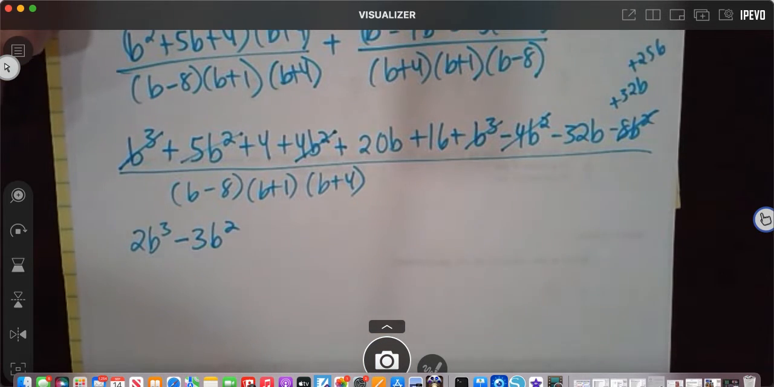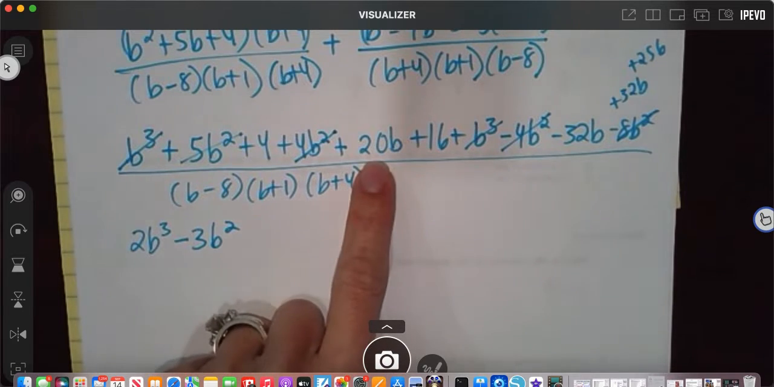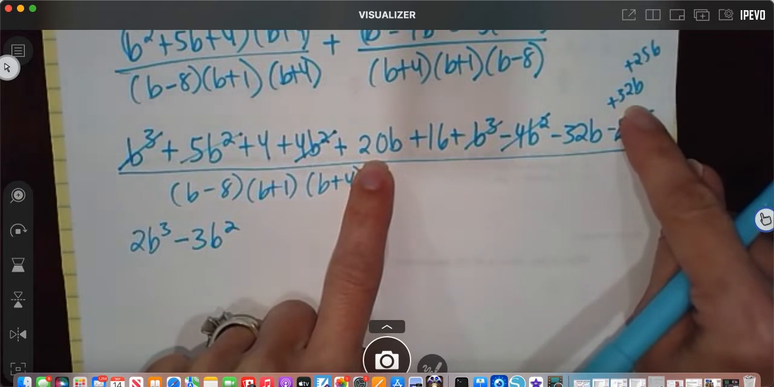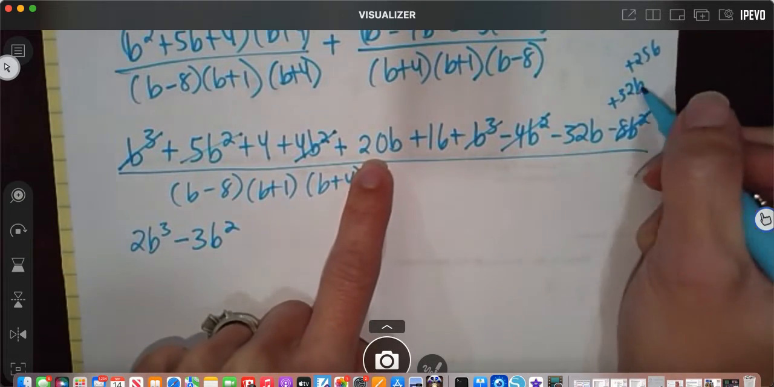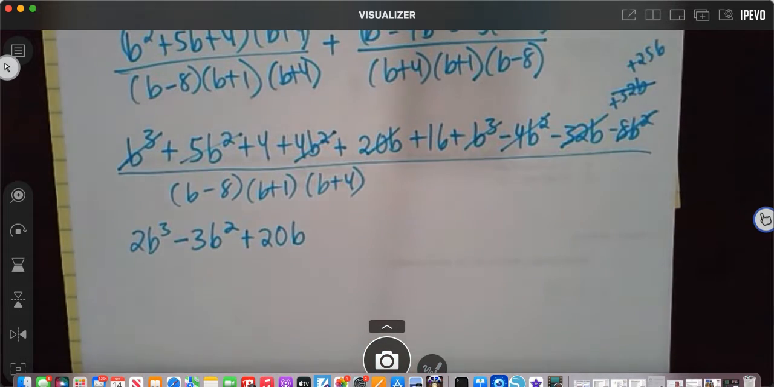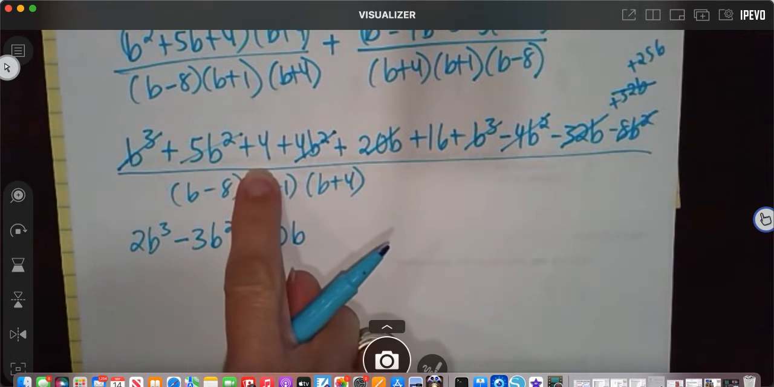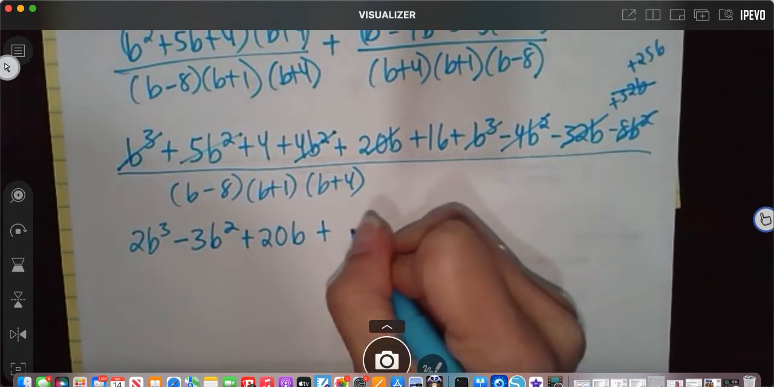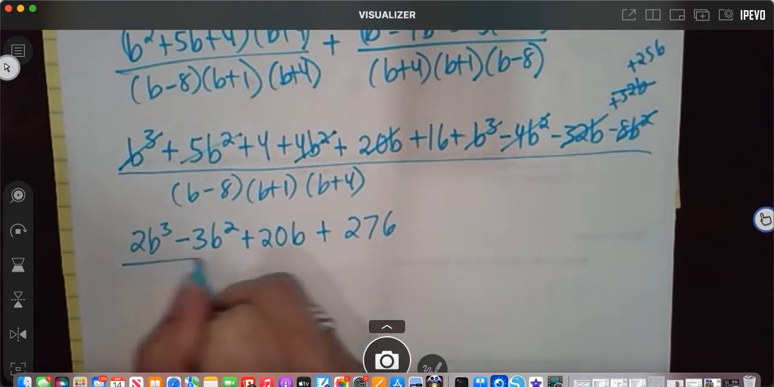Okay, took care of all those. Let's look at the b's. Negative 12. Okay, so I have 20b minus 32b plus 32b. Oh, no, 20b. I got it right, 20b. And then just the normal number: 4 plus 16 plus 256, 276. And then here's my denominator.